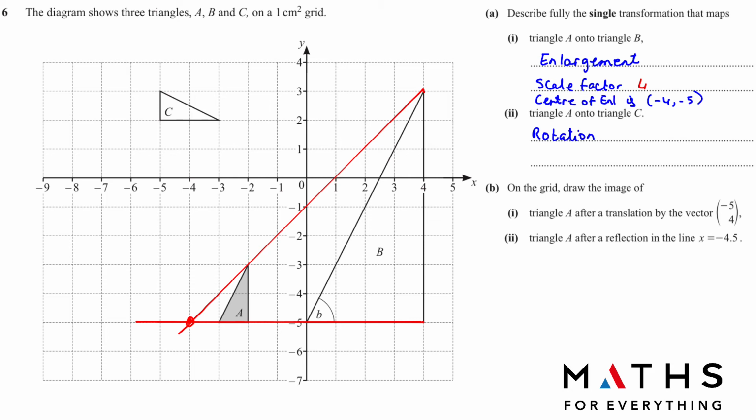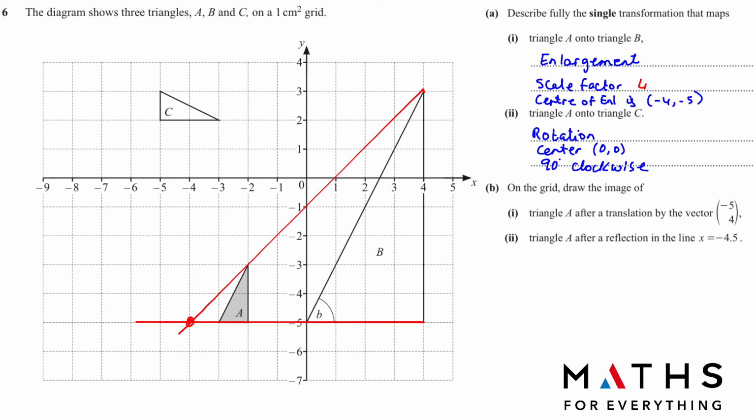Place your tracing paper here and mark your X's. Draw this, and when you turn it once, you will see that the triangle A will move on to triangle C. So this is rotation. The center is, like 95% of the times in the core papers, (0, 0), and it is 90 degrees clockwise.